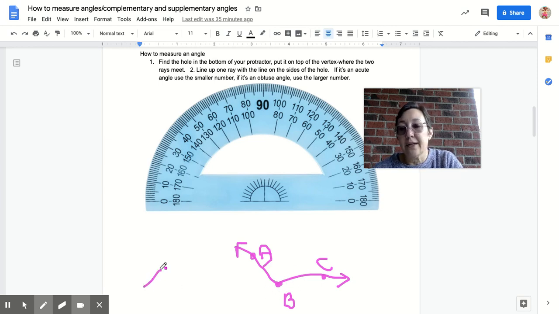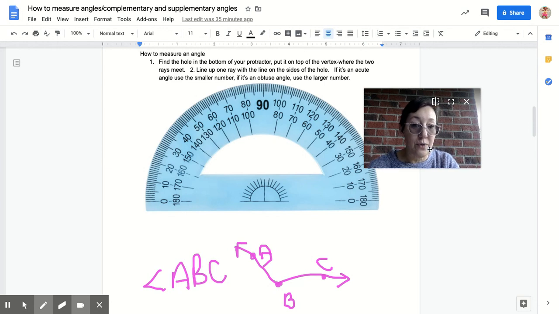So it would look like this: angle ABC. And B is in the middle because it's the vertex. Okay? That makes sense? You may see that somewhere, you may never see that again, but I just wanted to make sure I went over that in case you come across it on homework.